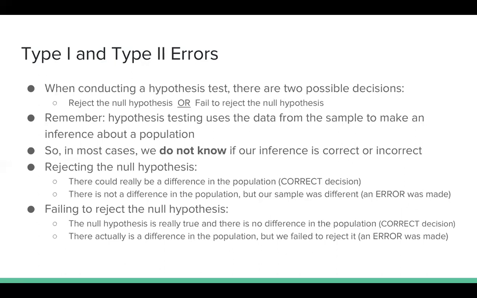On the other hand, you can decide to fail to reject the null hypothesis. So you're saying that this data is not different, it's not significant. You could be right and say the null hypothesis is true, there's no difference in the population. Or you could be wrong and there actually is a difference, but you failed to reject it, and there is another error. So there are two errors that can be made. Really, you should only make one after you make your decision. You either reject the null hypothesis or you fail to reject it, and there are two errors that you can make, which we call type 1 and type 2 errors.